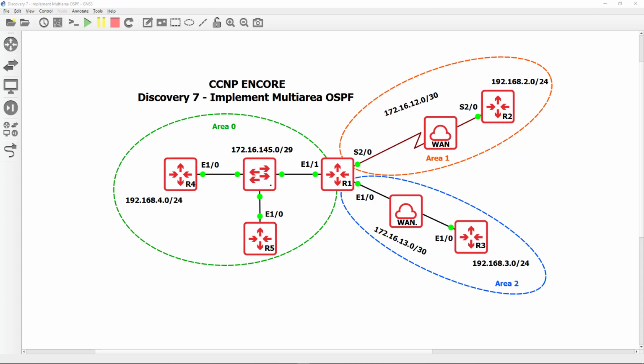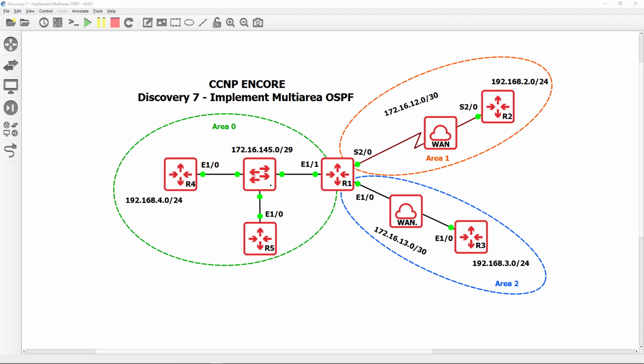We're also going to take a look at how the DR and BDR elections take place. We talked about this in the lecture portion of the course, and now we're going to look at it as a practical application. How do we control who's elected and what role they're going to take?